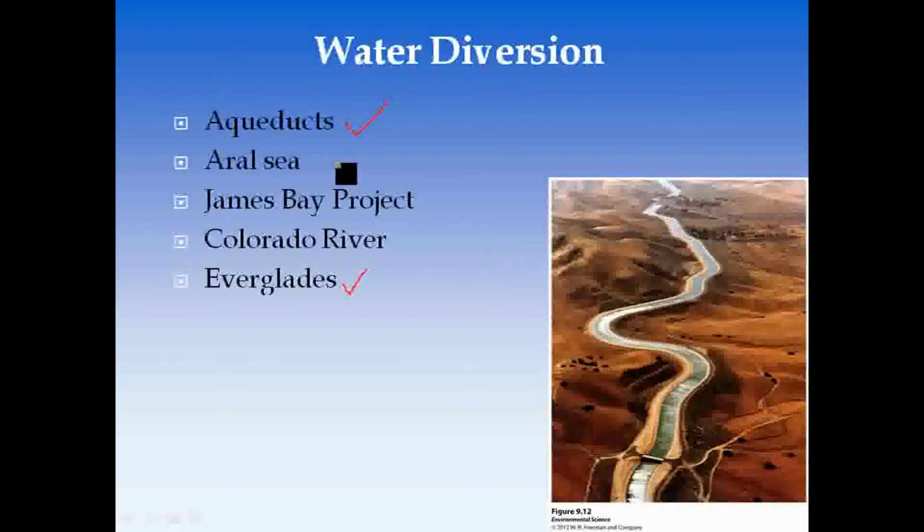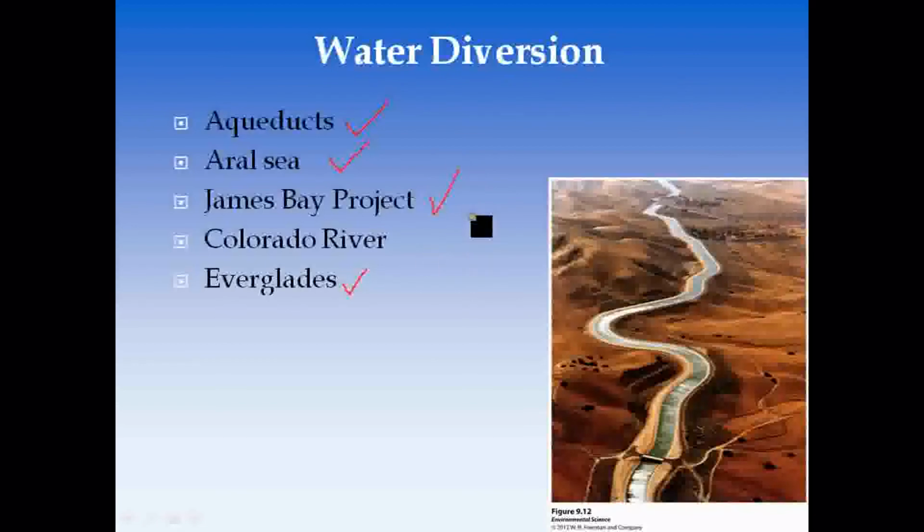Some other famous examples of water diversion that's gone awry: the Aral Sea, which was previously drained by Russia, and it's near the border of Kazakhstan and Uzbekistan, was once the fourth largest lake in the world, and it has now been drained to practically nothing. You need to know the names of these projects because they've all been on the AP exam before.